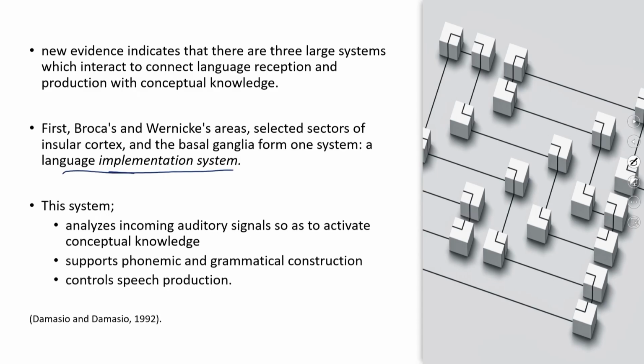This system is called the language implementation system. Okay. So, this is one big area. So, there are 3 big areas that have been proposed beyond the Broca's and Wernicke's area. So, Broca's area, Wernicke's area, some part of the insular cortex and the basal ganglia. So, these together form the first system, which is called the language implementation system.